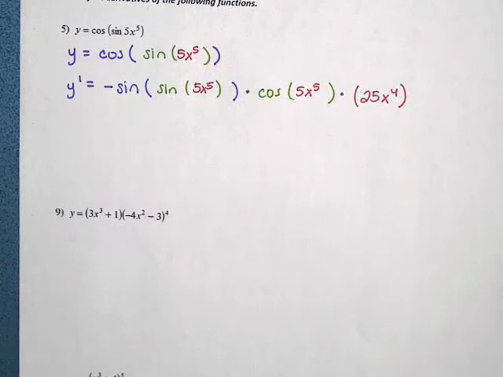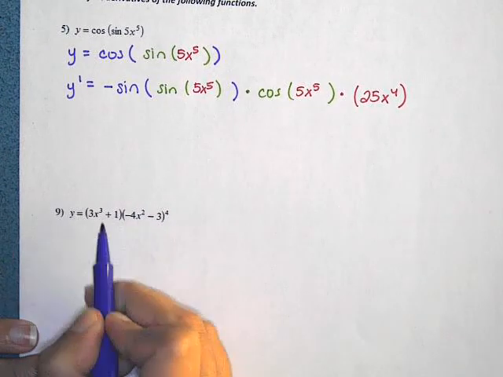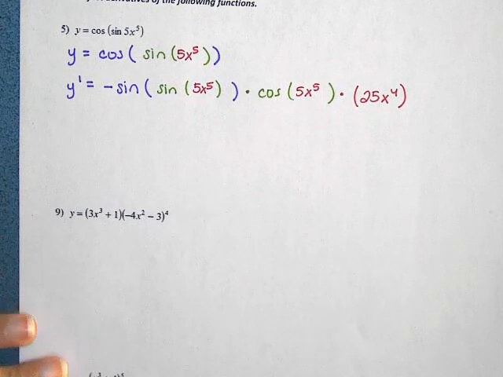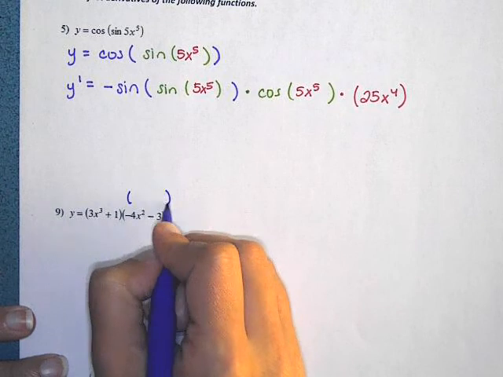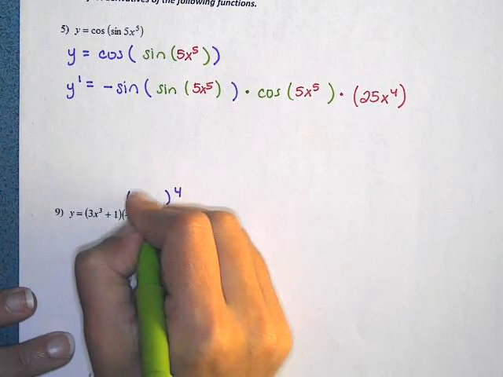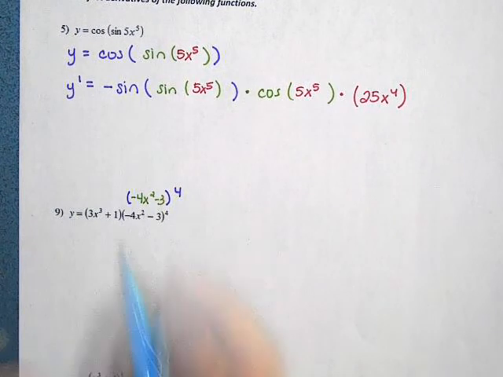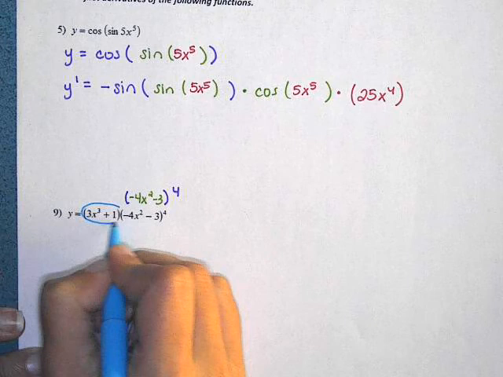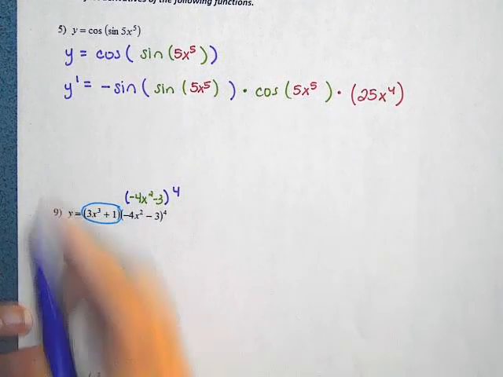All right, number 9. Now, this one is going to be a little bit trickier because there's a product rule going on here. In the second part of the product rule, we have 2 layers. Something to the 4th power, and what's inside there would be negative 4x squared minus 3. So here's the first part of my product rule, and this would be the second part. And the second part has layers.